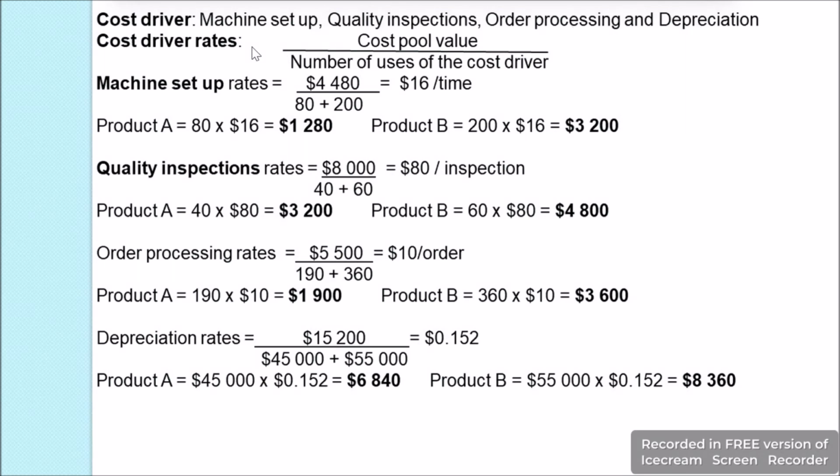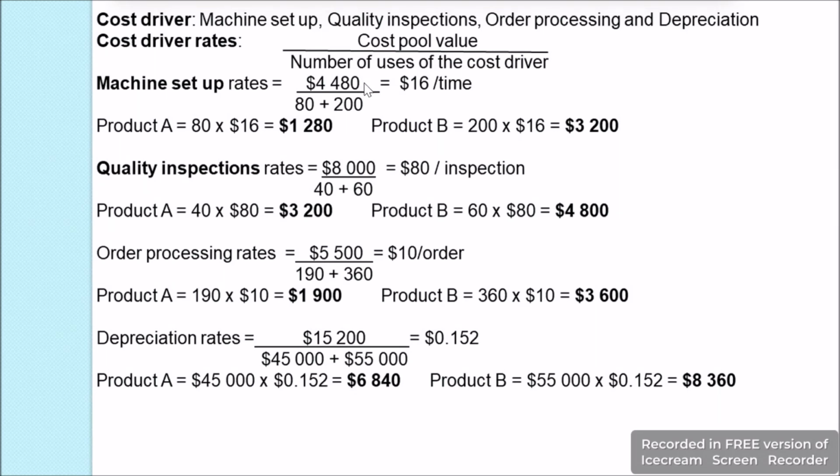And we have a formula to calculate the cost driver rate, which is the cost pool value, that is the total costs which have been incurred because of this activity, divided by the number of uses of the cost driver. So for this, if we start with machine setup rate, the total cost which was given was $4,480, and for product A we require to set up the machinery 80 times, and for product B we require it for 200 times. So this will be the total, that is 80 plus 200 will be 280.